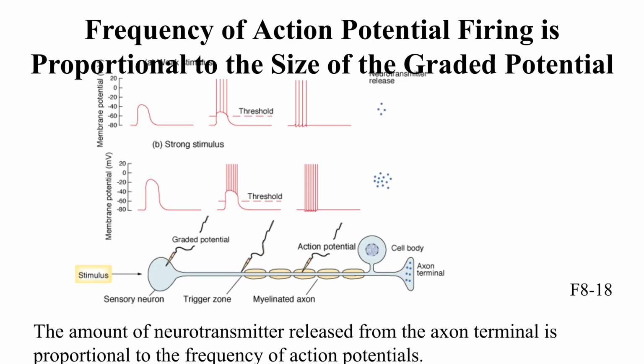The frequency of action potential firing is proportional to the size of the graded potential. The amount of neurotransmitter released is proportional to the frequency of action potentials.